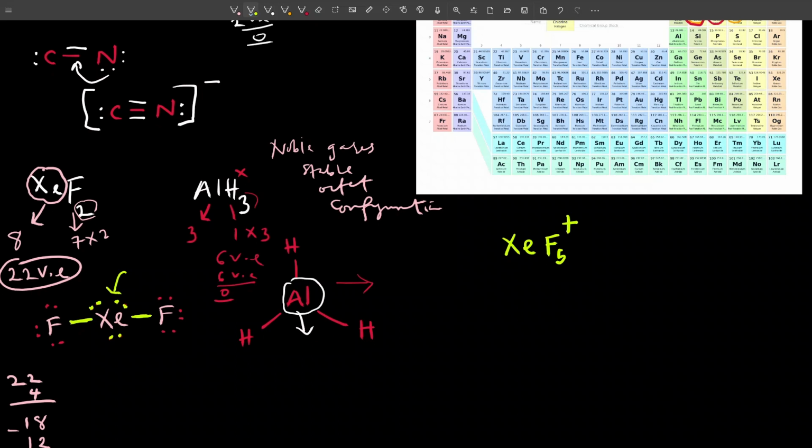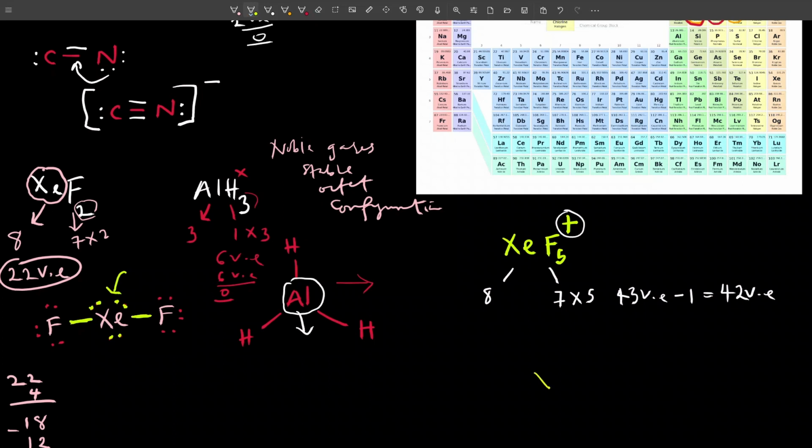Okay, I'm assuming you've attempted that now. So let's do this real quick. Xenon has 8 valence electrons. Fluorine has 7 times 5, that's 35. 35 plus 8 will give me 43 valence electrons. But because we have a plus charge, it means we lose 1 electron, that will be a total of 42 valence electrons.